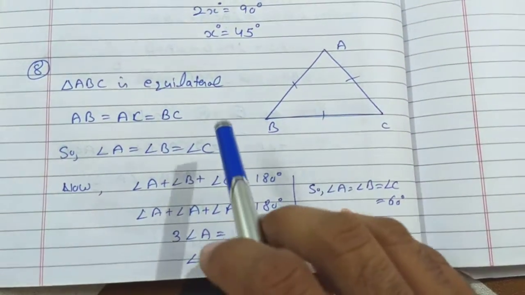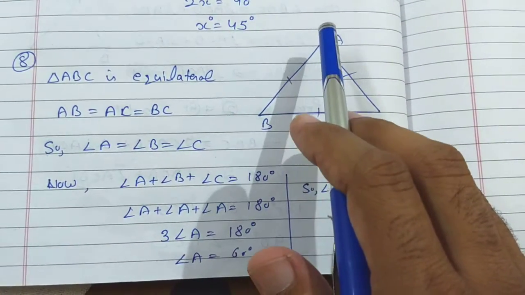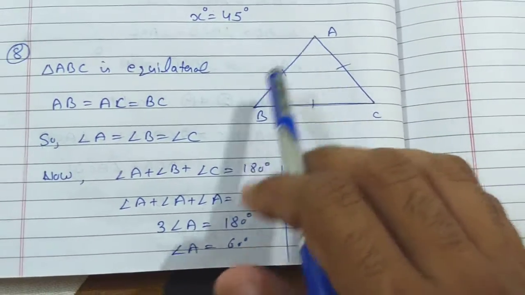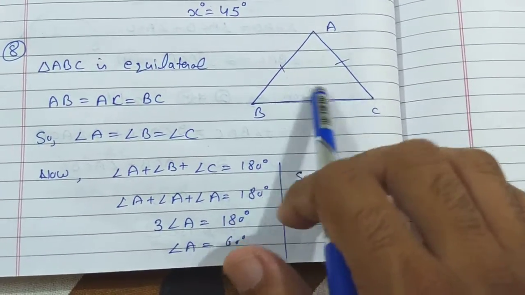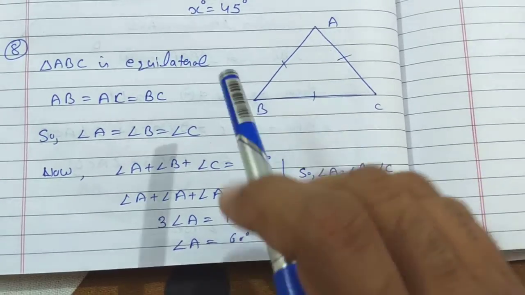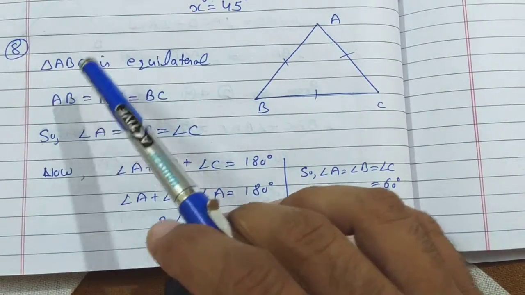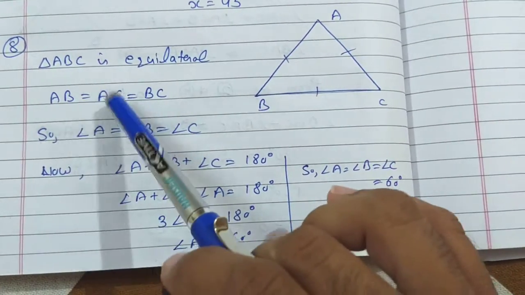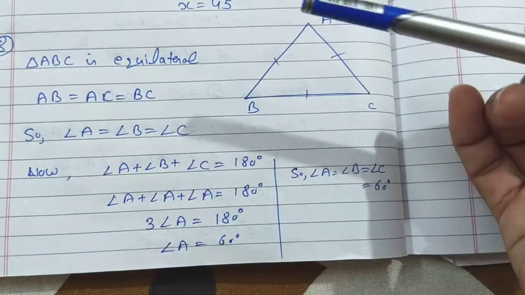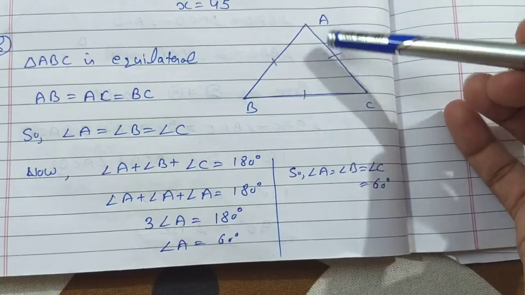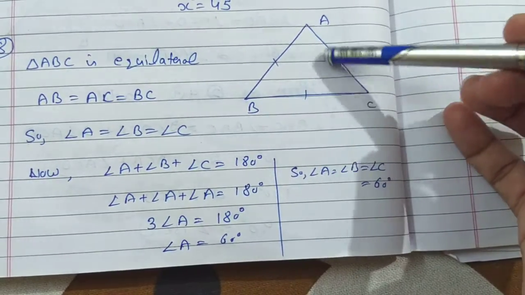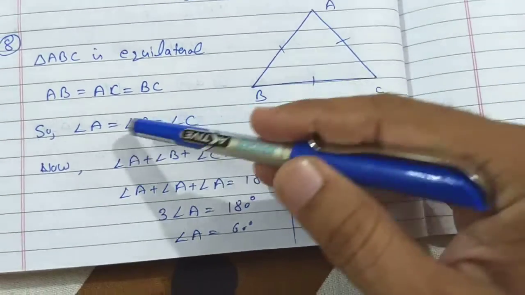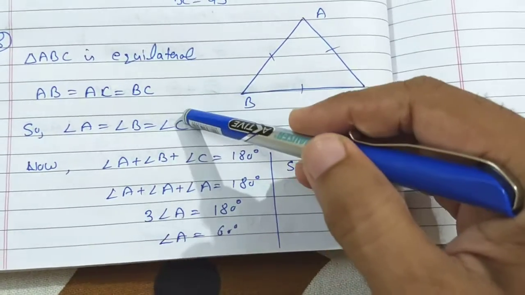And last question of this exercise, that we have given that triangle ABC is an equilateral triangle, and we have to prove that each of three angles is equals to 60 degree. So now triangle ABC is an equilateral triangle. So AB is equals to AC is equals to BC. So you know very well, if three sides are equal, then their corresponding opposite angles are also equal. So angle A is equals to angle B is equals to angle C.